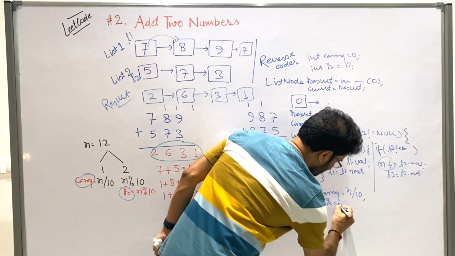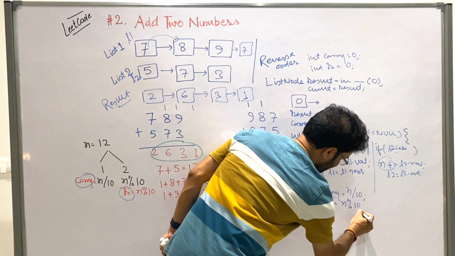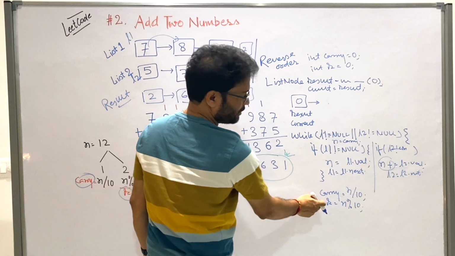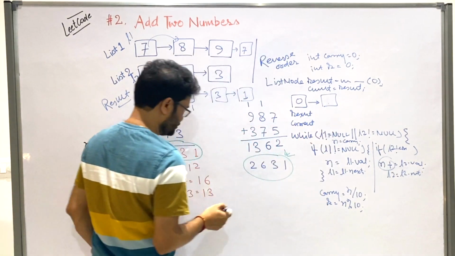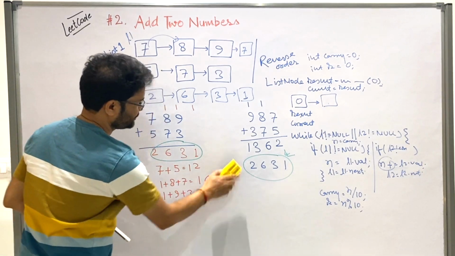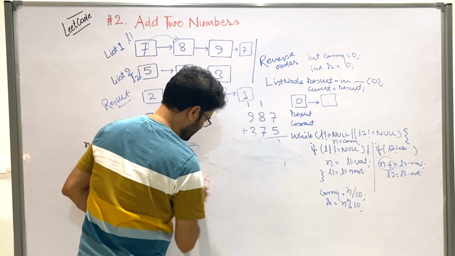And R is equal to n mod 10. And for this R we have to create a new node, right? So I have to create a new node. So how can we create a new node? That is the linked list concept, right?